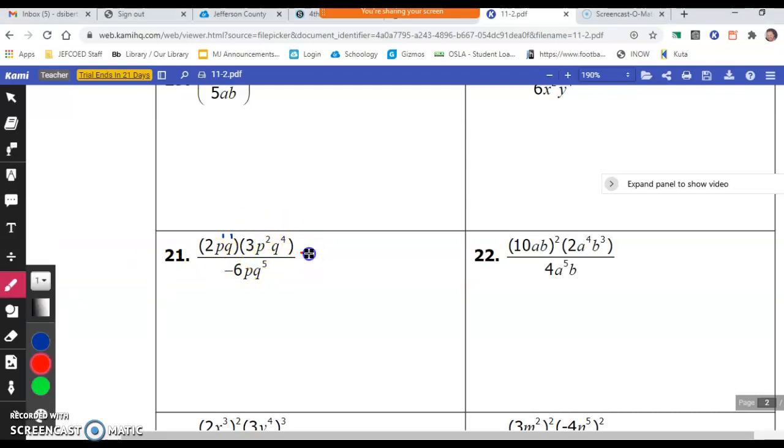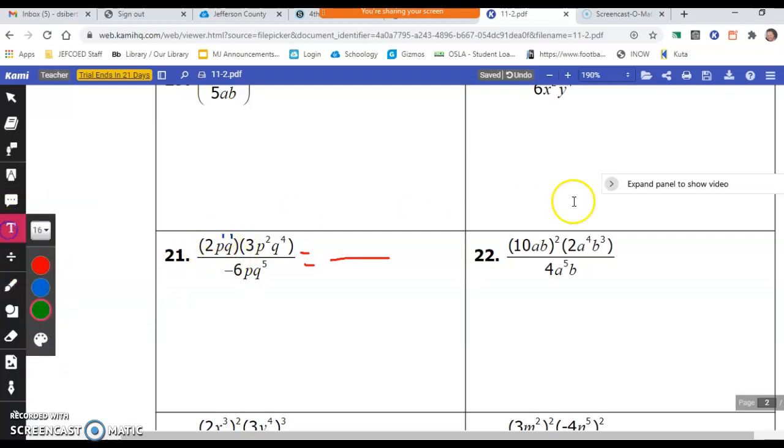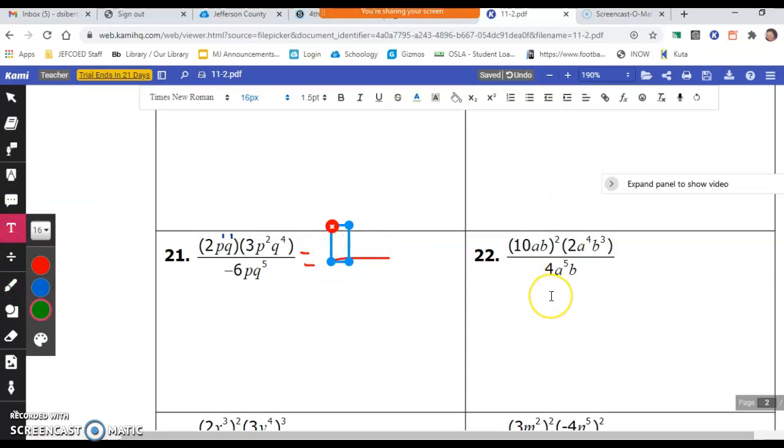Okay, so simply, first thing we're going to do, order of operations. We're just going to start at the top and work our way back from there. Product rule tells me to multiply my coefficients, so 2 times 3 is going to be 6. Now product rule, what do we do with our exponents? Add. So we've got P to the third and Q to the fifth. All right, everybody good there?